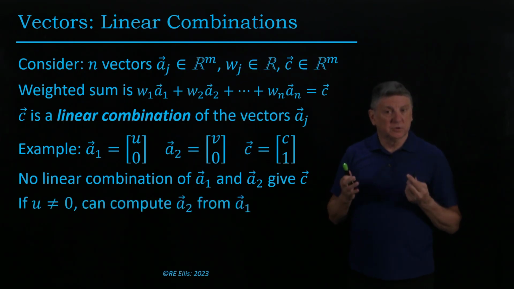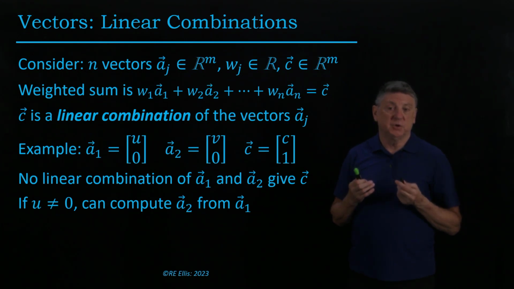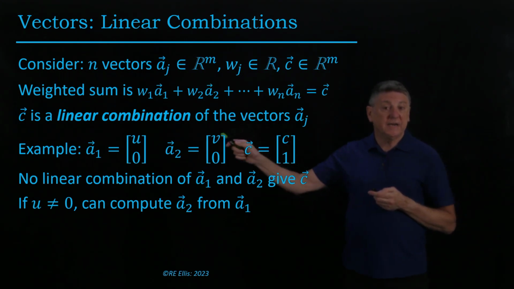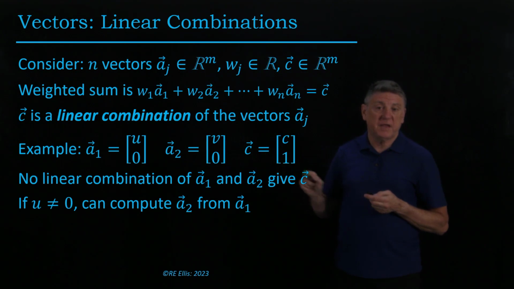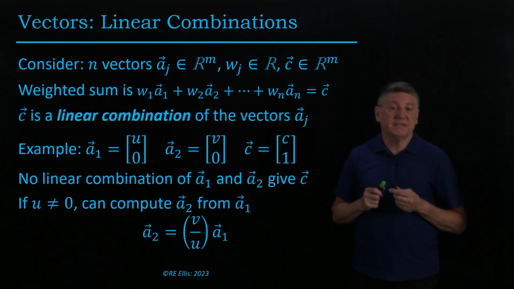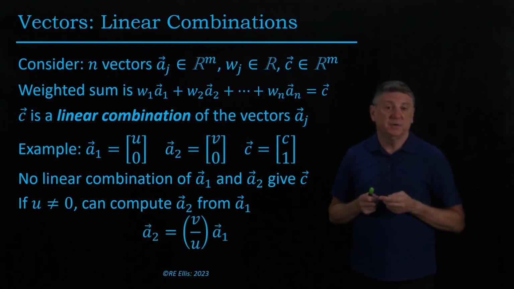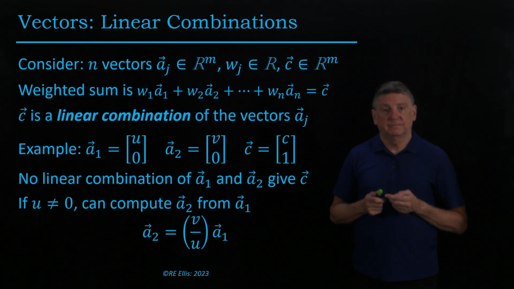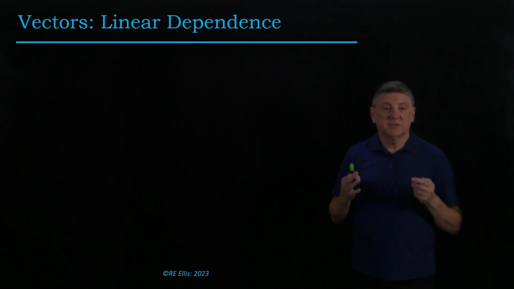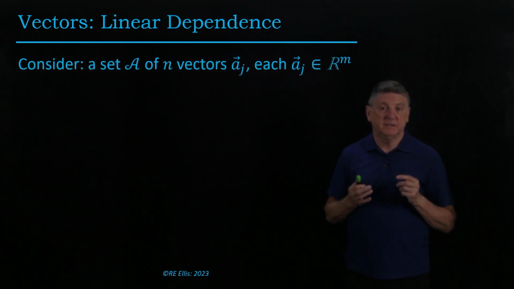Now, let's also observe, suppose that for A1, its first entry is non-zero. If it is, we can actually compute A2 from A1, and we can do that by scaling A1 by the ratio of V and U. This leads us to the concept of linear dependence.